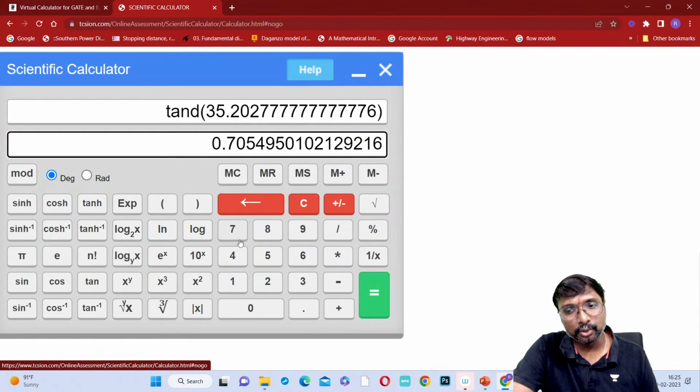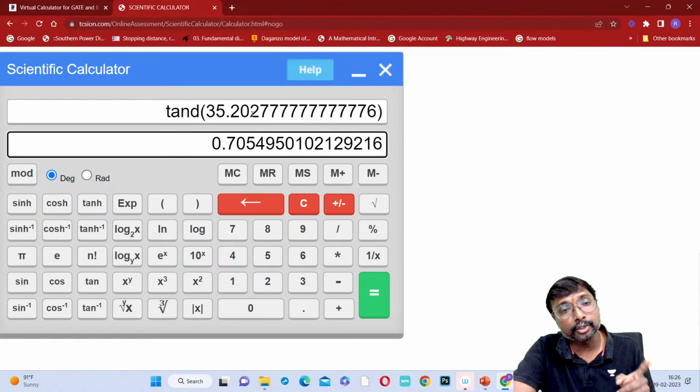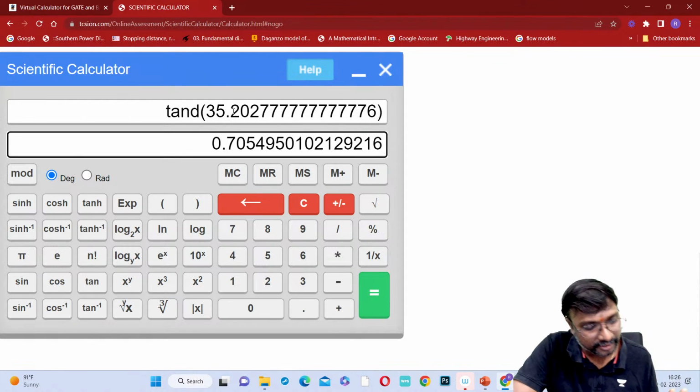So what we need to do: 10 by this 60 square plus this 12 by this 60 plus this 35, right? So how much does it come to be? 35.207. Tan of this function, right? Is it clear?